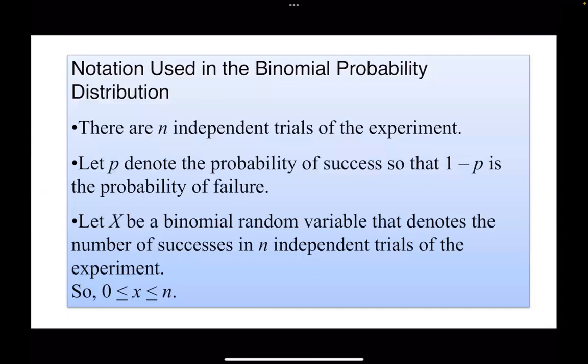Okay, so N is the number of trials. However many trials we have, that's N. P is the probability of success. Therefore, 1 minus P is the probability of failure. X would be the number of successes, how many successes we have. So if I randomly choose 5 people and 3 of them have red hair, my number of successes would be 3 if I was looking for redheads and not redheads.